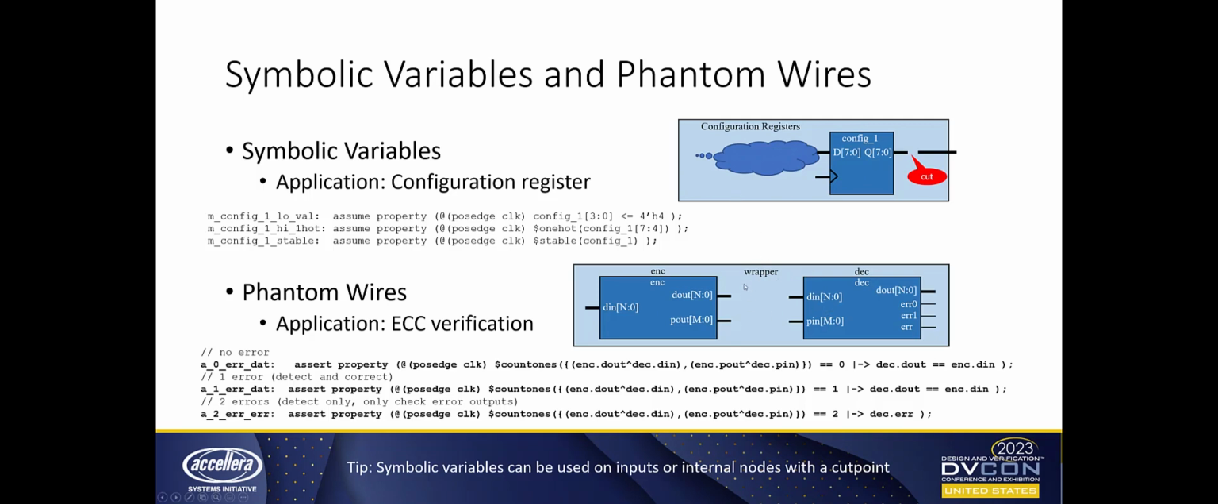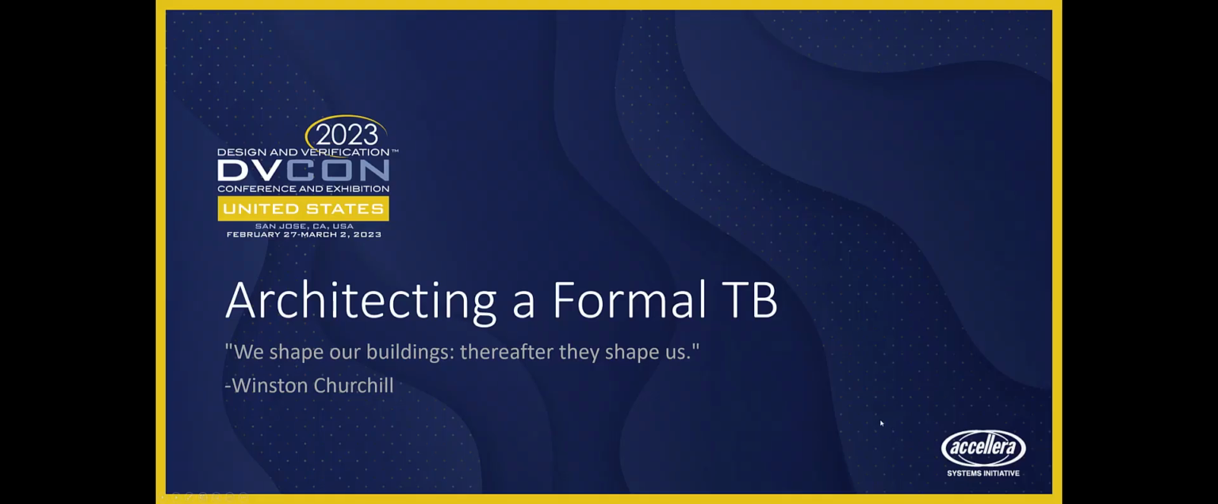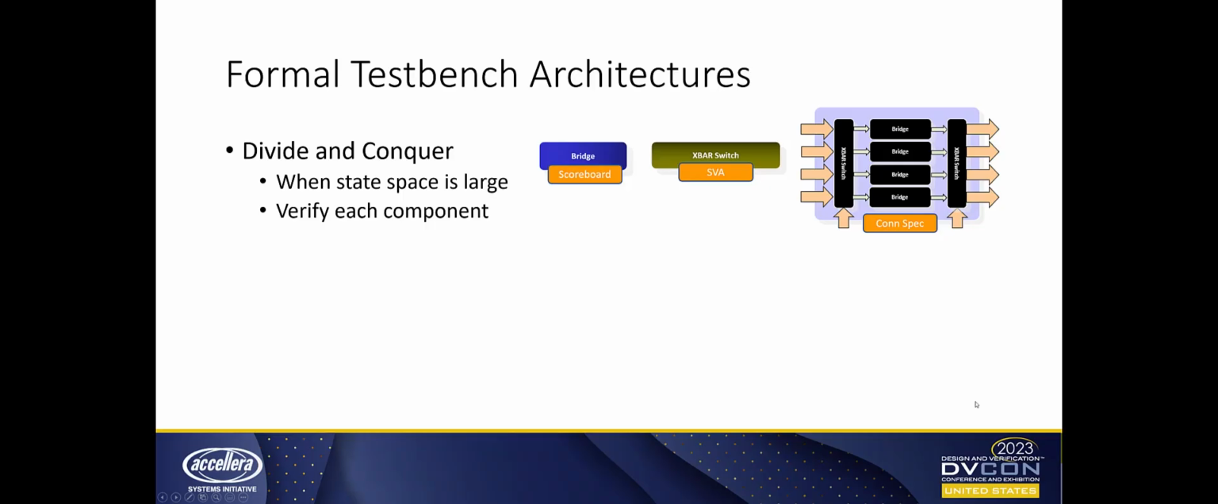So these are both very powerful techniques in your formal test bench. There's many different ways to architect the formal test bench. Let's just take a look at a few possibilities. One technique is divide and conquer. So this is multiple formal test benches. So let's say you're verifying data integrity across this bridge design and you're getting inconclusive properties. Well, you might break this up into smaller pieces.